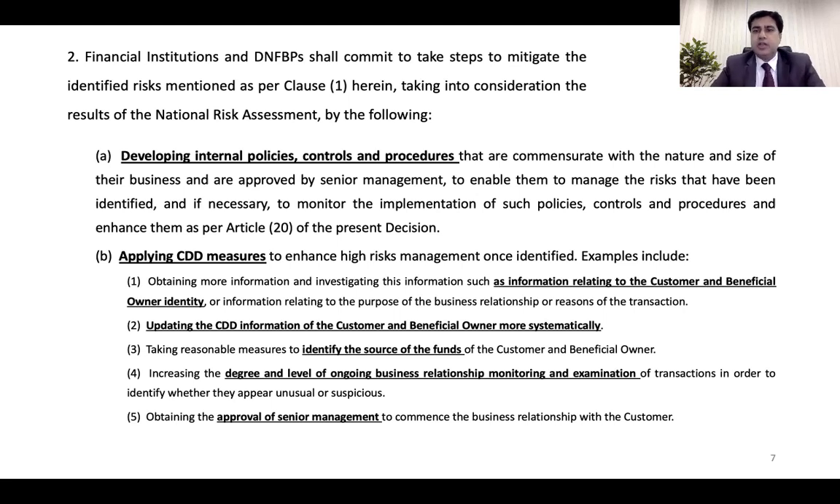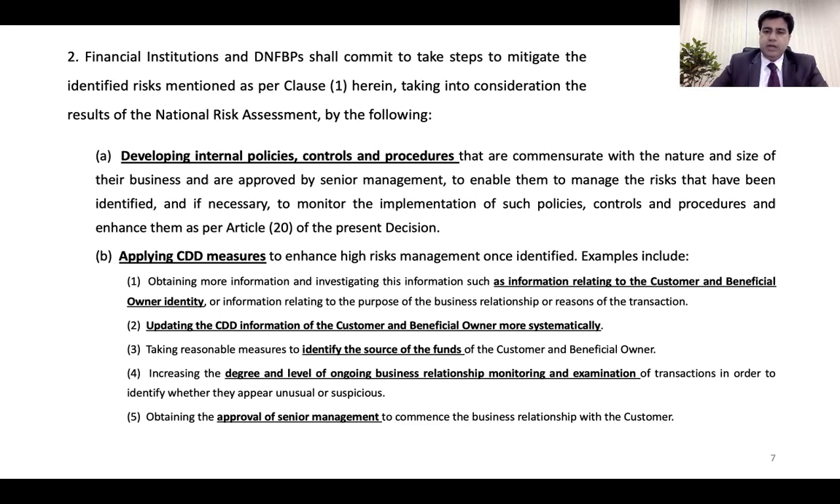Again, I'm saying this is not a thumb rule. We need to go back to our policies and procedures: how much threshold we have for cash acceptance, how much for bank transactions, and beyond that, what kind of control measures we are going to take or ask for to substantiate the transaction. So that's where it goes. Now, increasing the degree and level of ongoing business relationship monitoring and examination. There is a possibility you find that transactions done by one of the individuals or a company are frequently increasing.